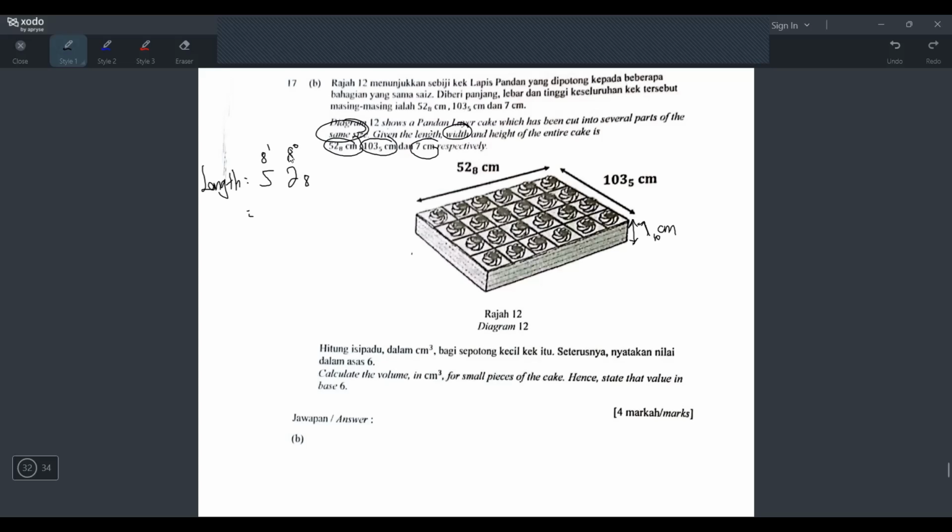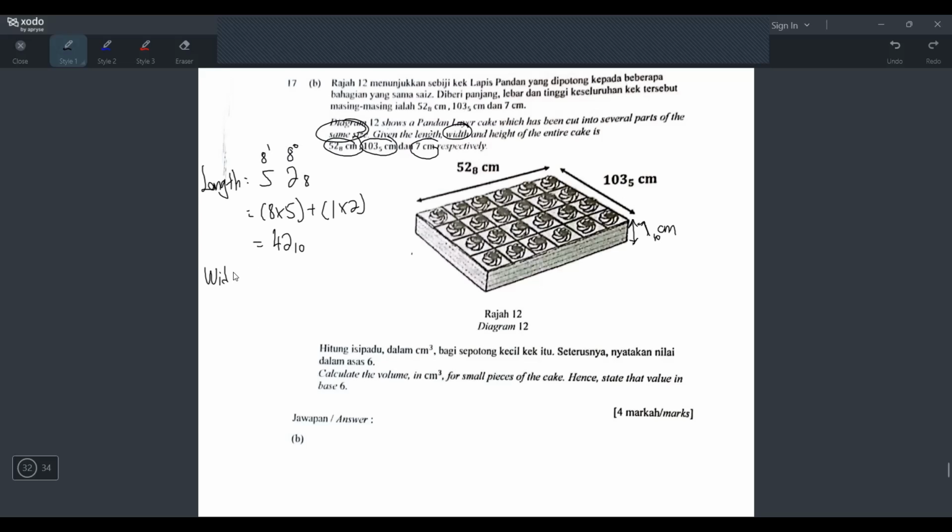So if it's base 8, the place value will be 8 power 0, 8 power 1. 8 power 1 is 8 times 5. So 8 times 5, plus 8 power 0 is 1, so 1 times 2 like that. So 8 times 5 is 40. 40 plus 2 is 42 base 10. This is how you convert to base 10. Let's do the same for the width.